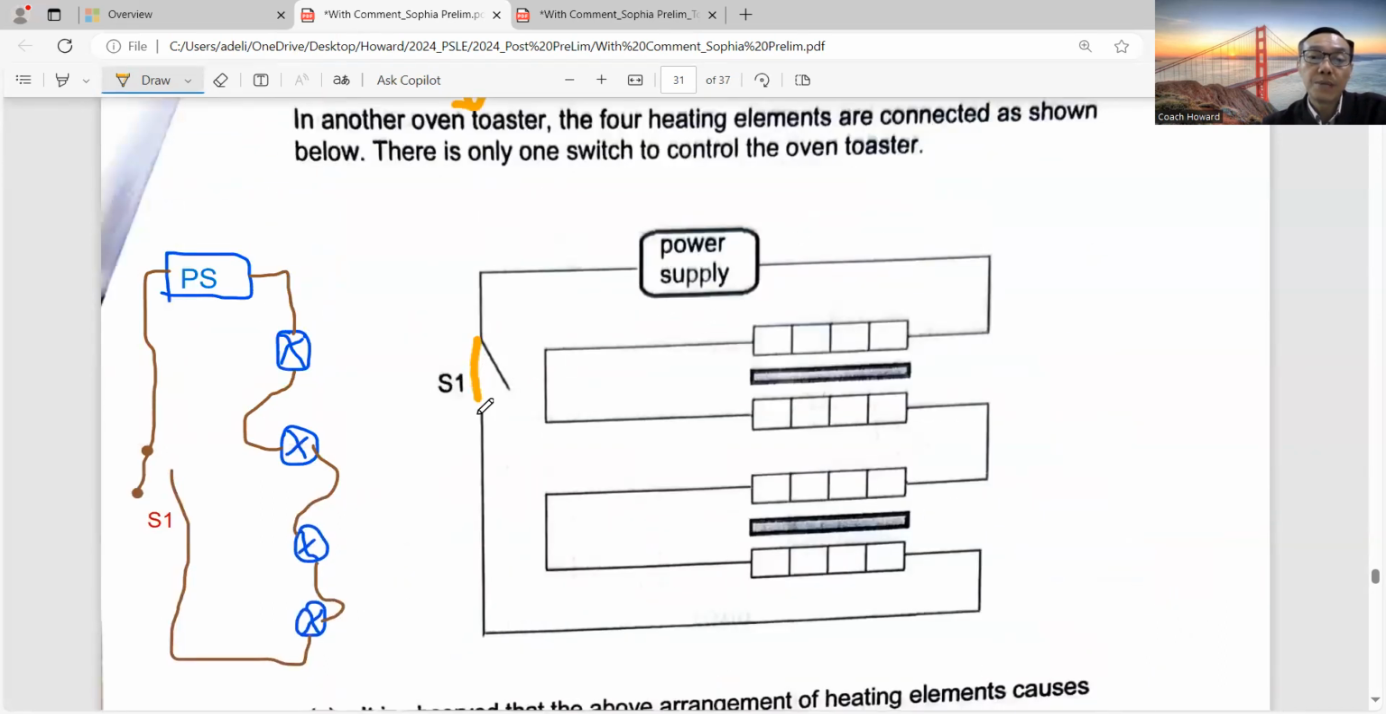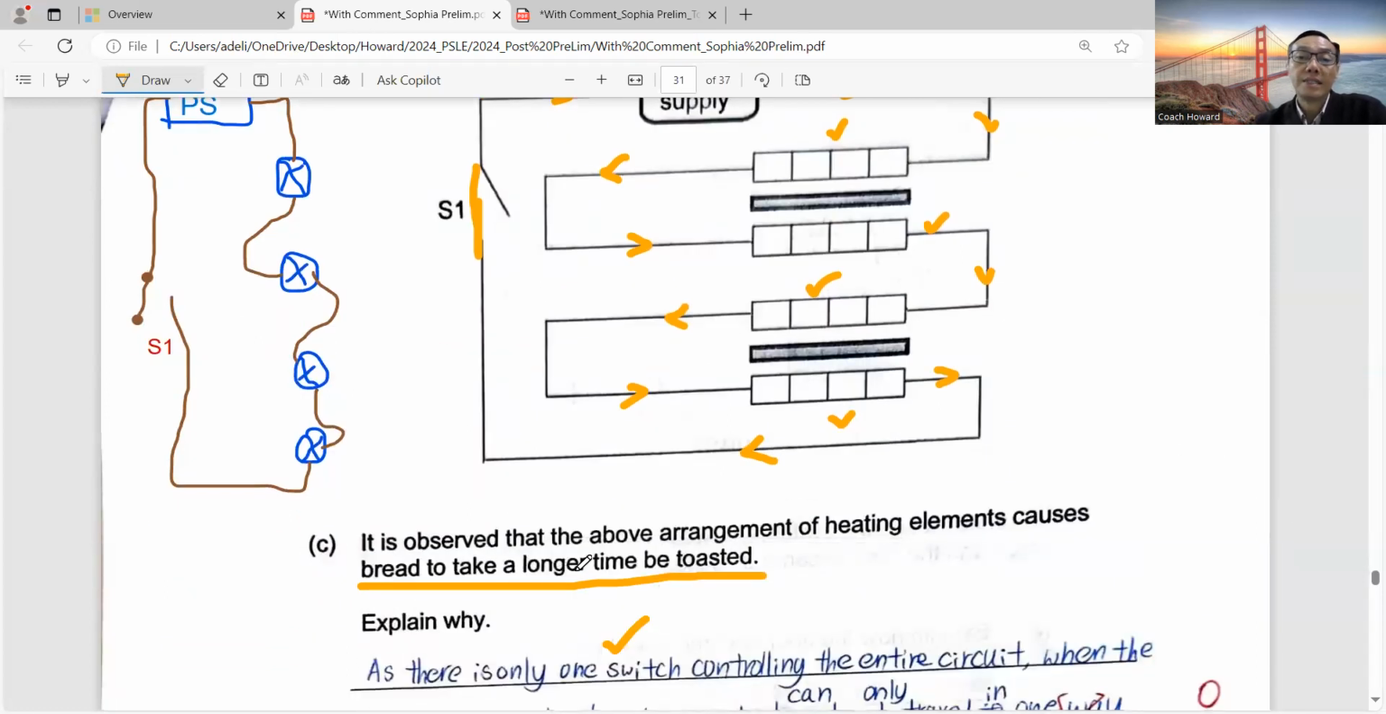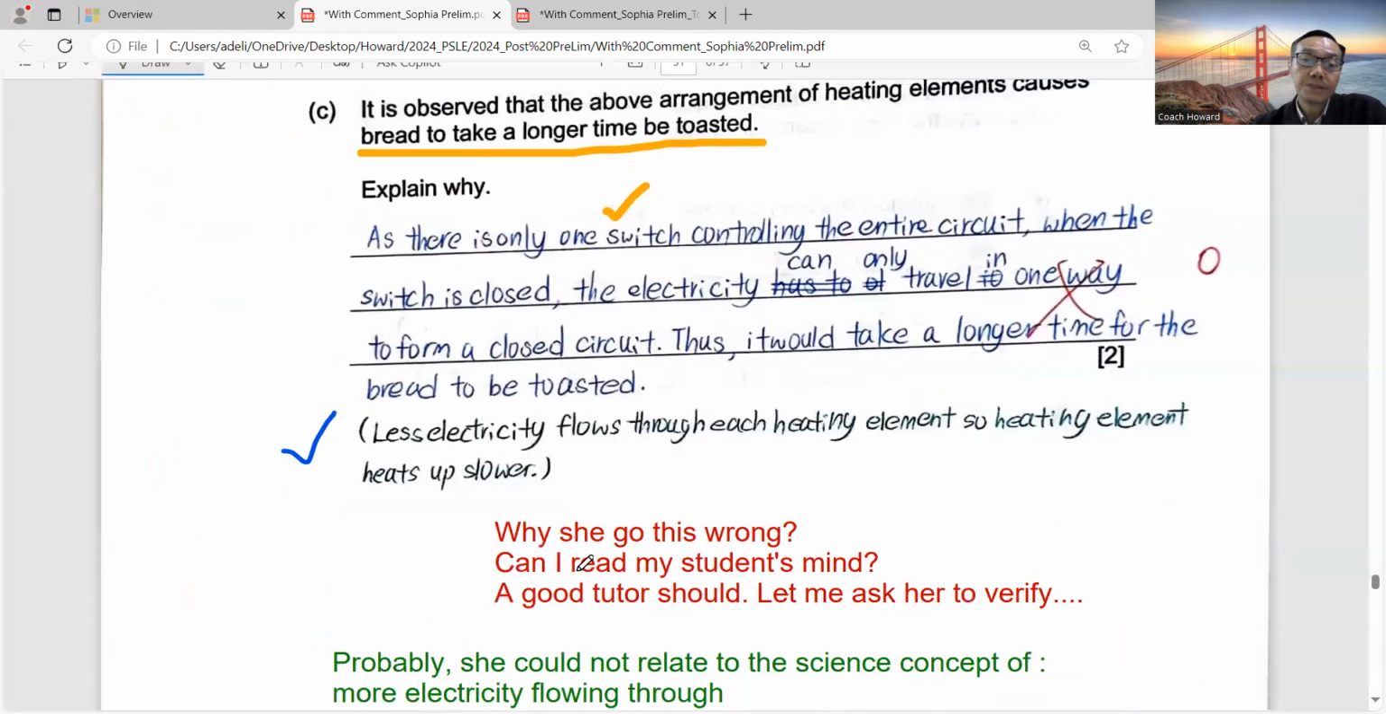So if this is closed, you know what happened? The power supply, right? Okay, let's follow this direction. We will go through here, so this is heated, right? Correct? And also go through here. This is also heated. Okay? And then continue this way, so this is also heated. So actually both sides will be heated, but her answer is wrong because she didn't answer this part.